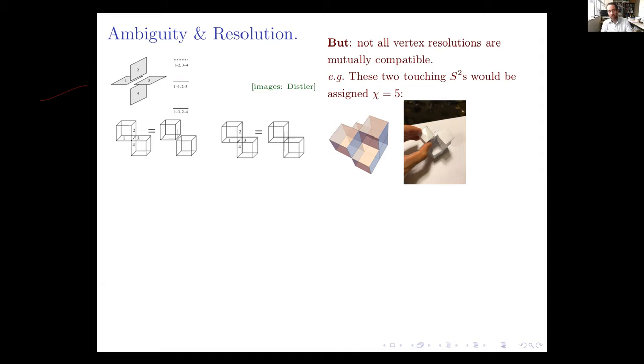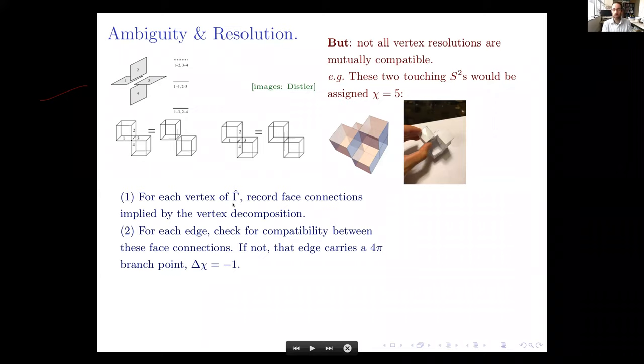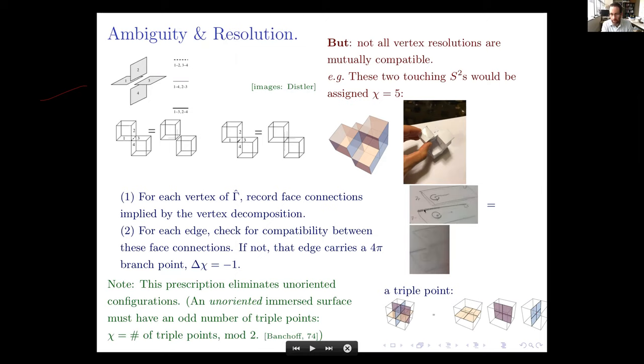Without doing this, for example, our code interpreted this object here, which is clearly just a sphere attached to another sphere, as an object with Euler character 5. It took us a little while to figure this out, but what's going on is that if there's a disagreement in the interpretation between two neighboring walls, it means that there's a 4π branch point along that wall, and a 4π branch point contributes -1 to the Euler character. One way to think about this is if I have two sheets of a square root branch cut, if you go around the branch point, you have to go around 4π before coming back to yourself, and that represents a wormhole between those two sheets. So each end of the branch point counts as half of a wormhole.